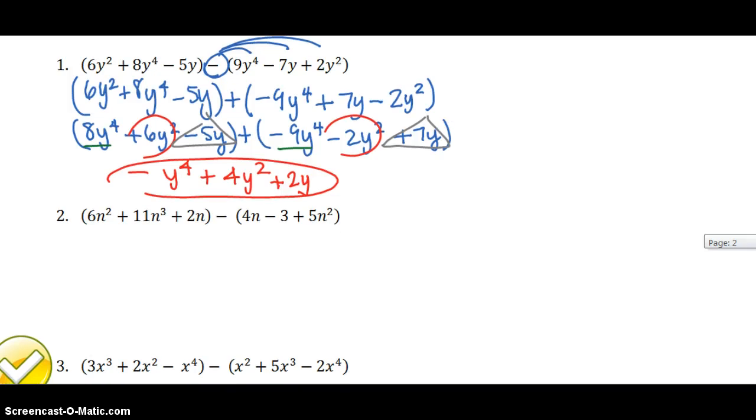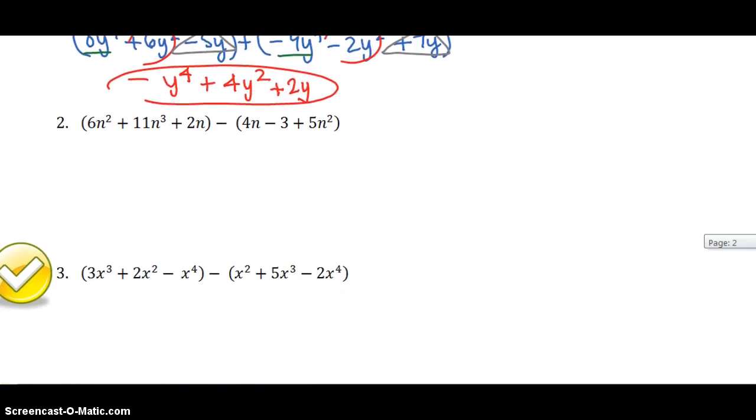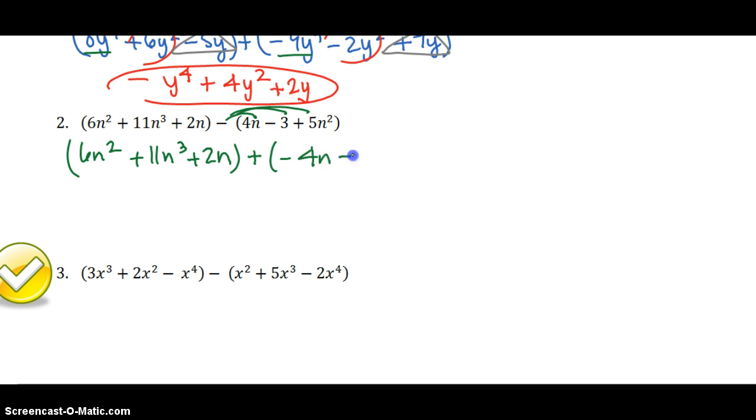All right, the second one, I'll work it out too and leave you the third one to try on your own. So 6n squared plus 11n to the third plus 2n stays where it is for a second, and distribute that negative, becomes plus -4n plus 3 minus 5n squared. Now I'm ready to rearrange.